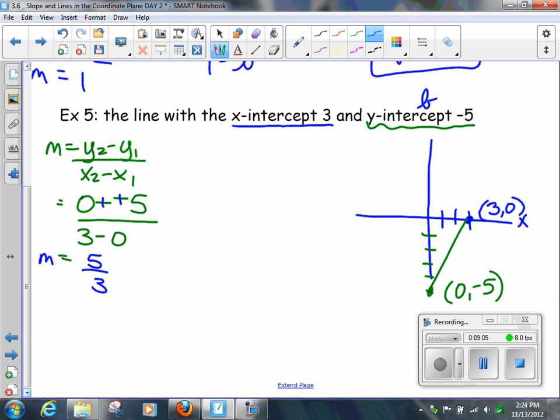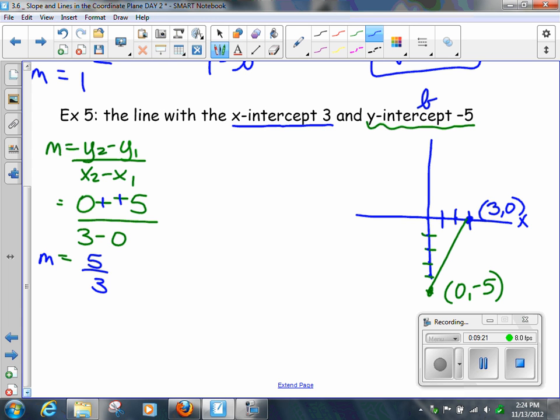I can also count the rise over run, and if I have it plotted correctly, then I can count up 5, 1, 2, 3, 4, 5, right 1, 2, 3. More than one way to skin a cat, right? Okay? So I know that my slope is 5/3.